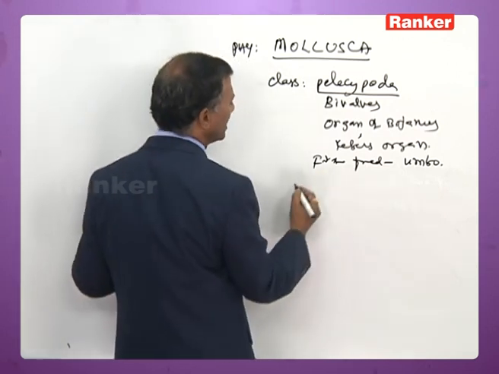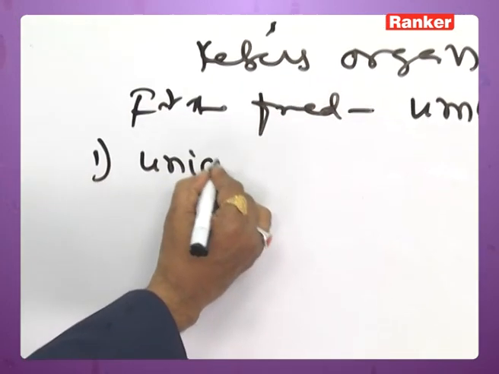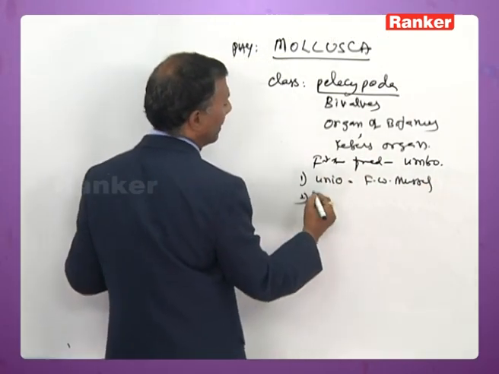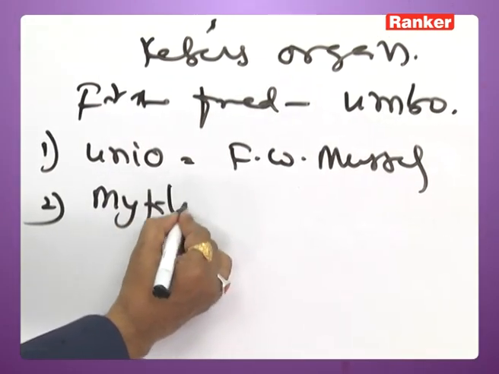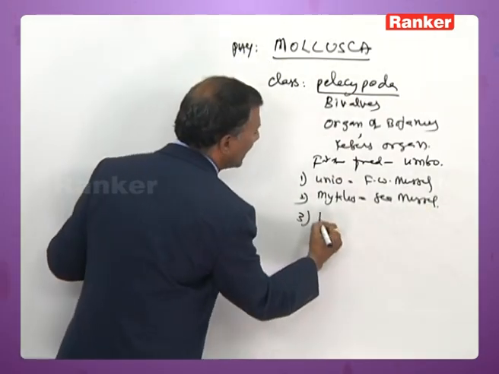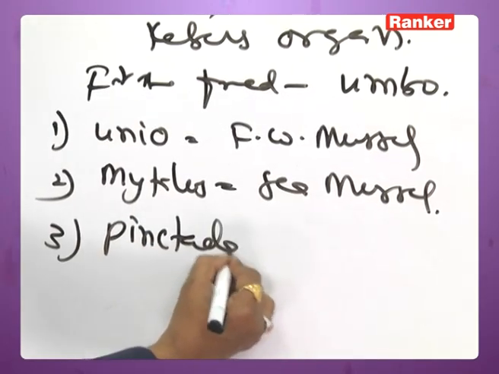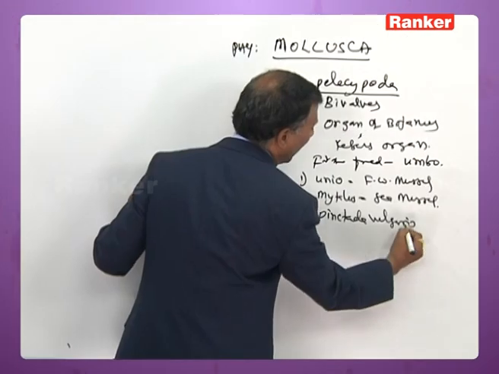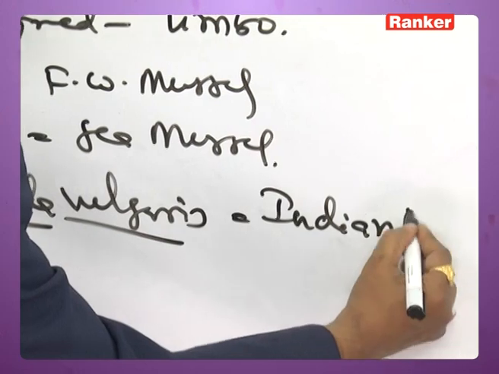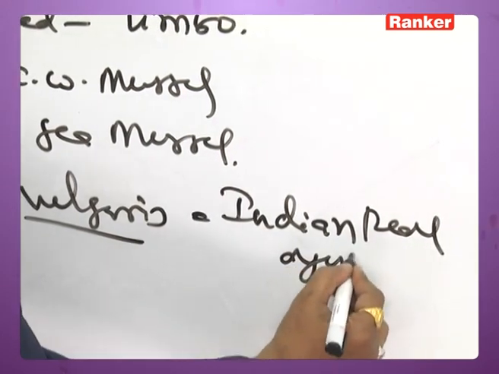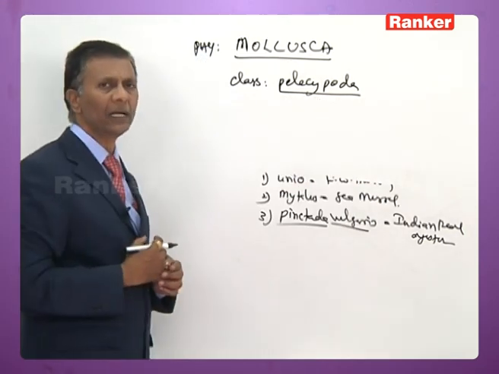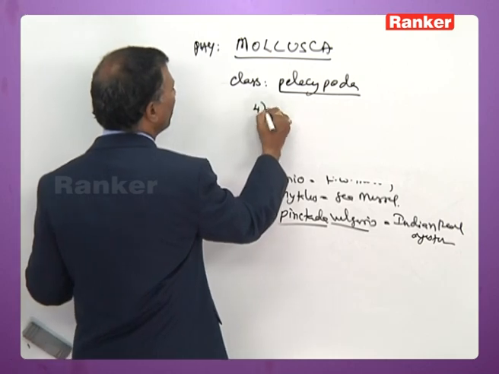The examples for Pelecypoda are Unio, freshwater mussel; Mytilus, sea mussel; and Pinctada vulgaris. This Pinctada vulgaris is commonly called Indian pearl oyster.